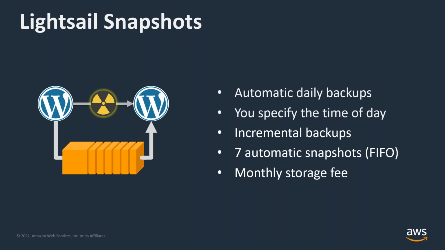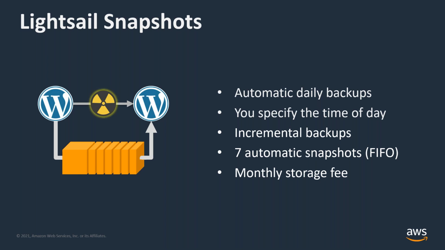Lightsail Snapshots are incremental backups. The first time you do a backup of your Lightsail instance, you get a complete backup of that instance, and then each backup after that is incremental, so it includes only the things that have changed since the previous backup. And you get 7 automatic snapshots, a week's worth of automatic snapshots. This means that you can restore your Lightsail instance to any one of those 7 snapshots, so effectively any day within the last 7 days.